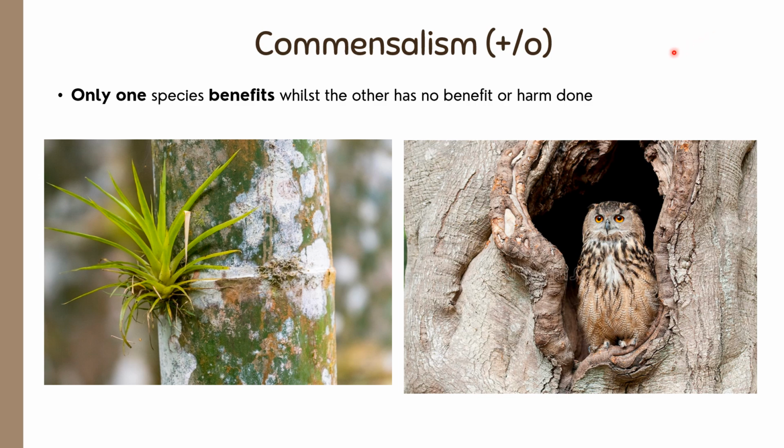Next, we have commensalism, where one species benefits and the other species is neutral. So they neither benefit nor are disadvantaged by this, and there's no harm done to them. All right, so we have here a shoot growing on a tree. This shoot is benefiting because it is growing off this tree. It has a space to grow. This tree is not damaged by this at all because this plant is not taking any nutrients from it. Some plants might, but in this case, this plant is not.